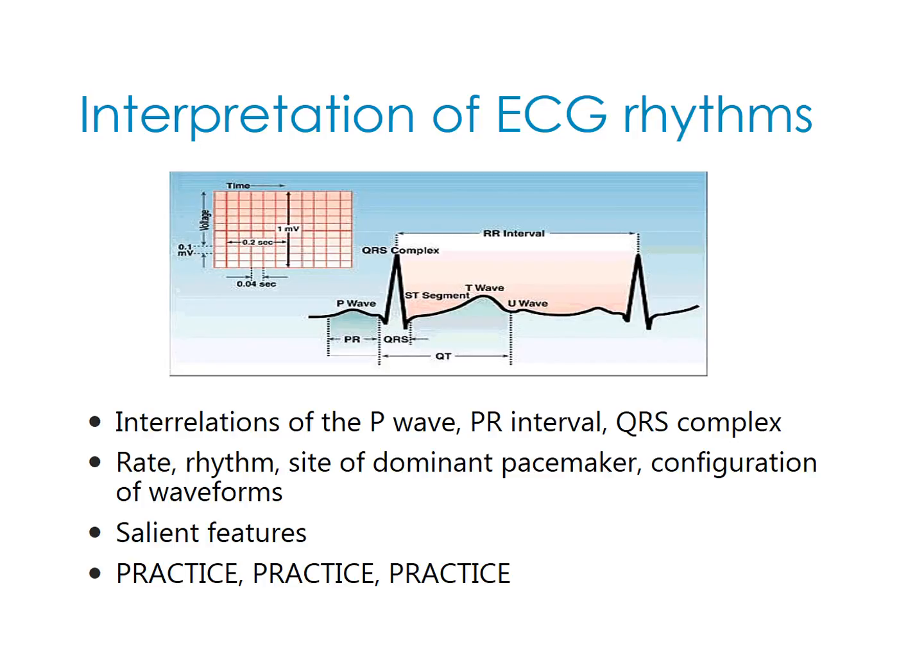So, interpretation of ECG rhythms. This is an analysis of the waveforms and interrelations of the P wave, the PR interval, and the QRS complex. The rate, rhythm, site of the dominant pacemaker, and configuration of the waveforms require repeated practice. So again, we are going to do this next week in class.